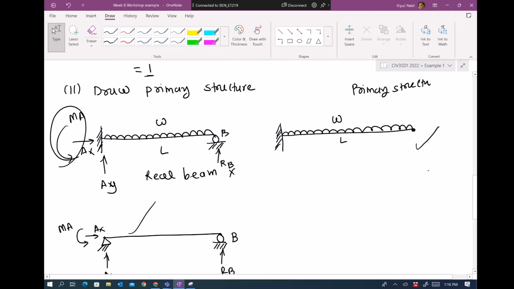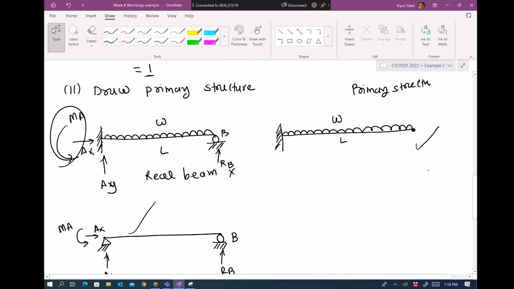This is just additional information for you on how to draw the primary structure. OK, degree of indeterminacy. Any questions in finding the degree of indeterminacy? One simple equation: the number of unknowns minus the equilibrium equations is the degree of indeterminacy. Based on the degree of indeterminacy, you can draw the primary structure. You select redundant forces and remove them.